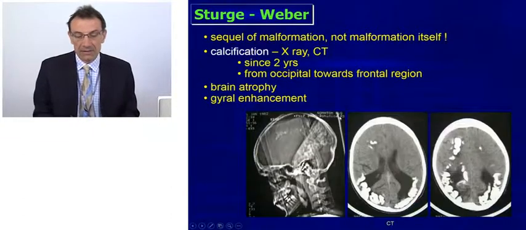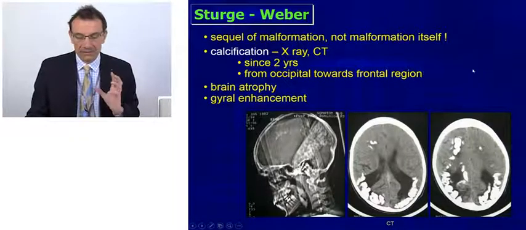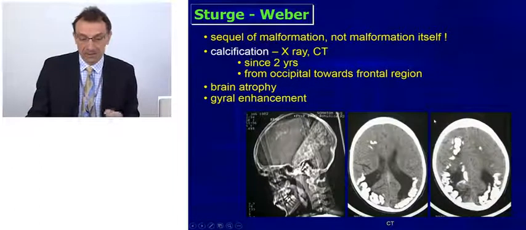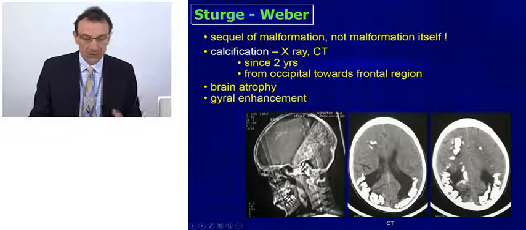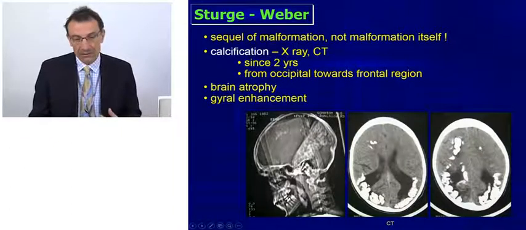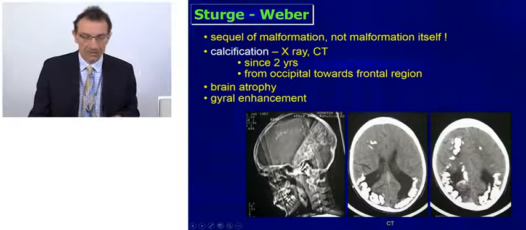But concerning the imaging, we see just the sequelae of a malformation, not the malformation itself. The first important and most typical finding is cortical calcification, as you would see on an X-ray of the skull, which is quite useless then, but of course on CT we can see the calcifications, which are coming from the occipital region towards the frontal region, and is associated with brain atrophy.